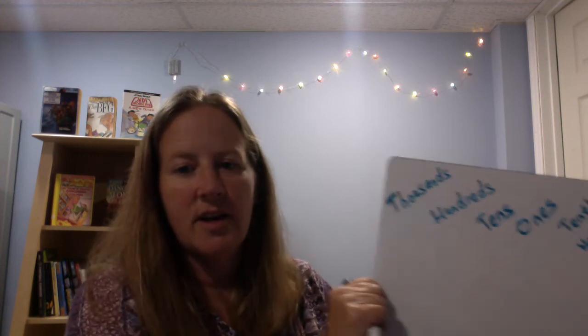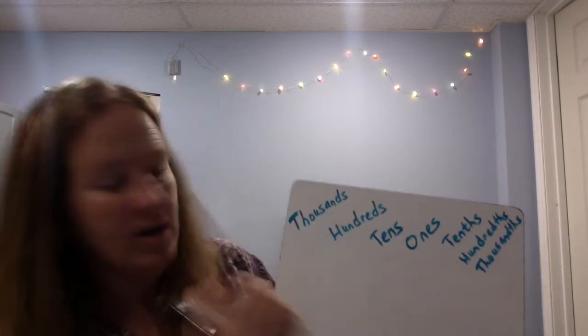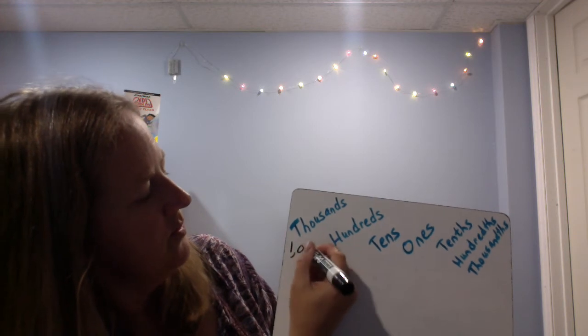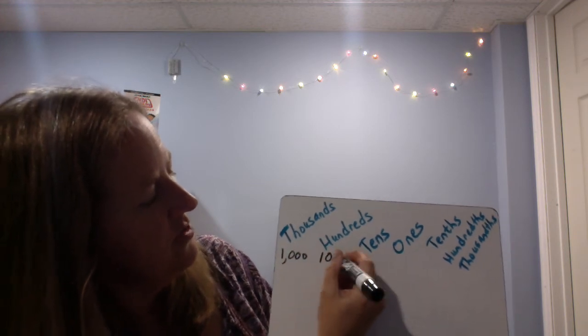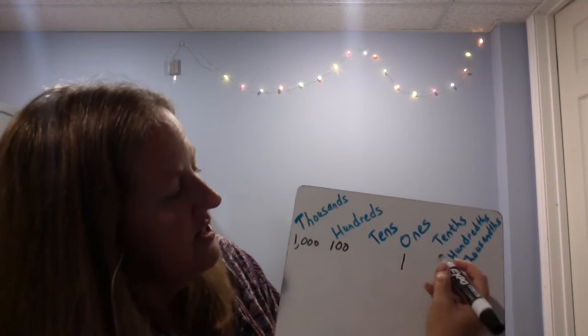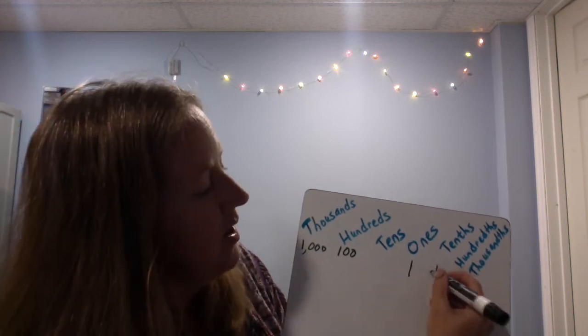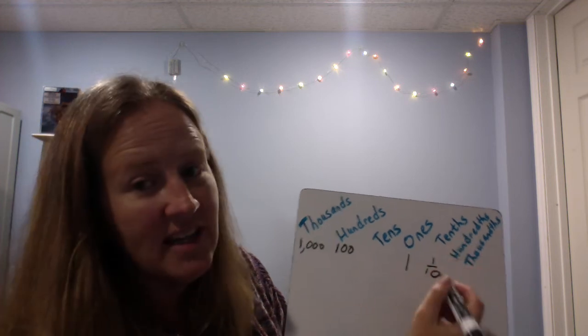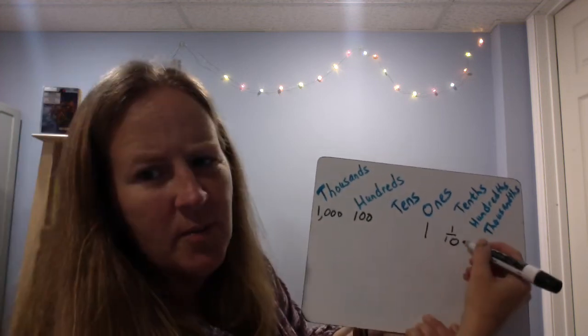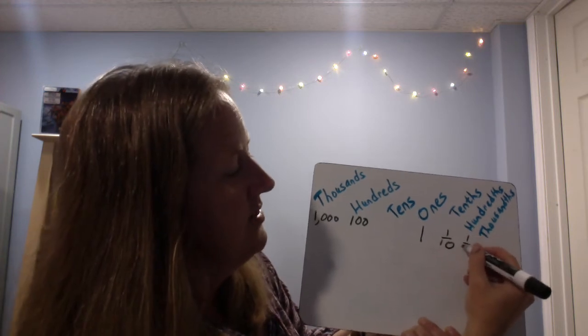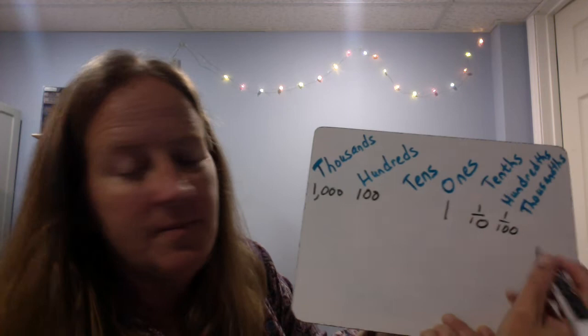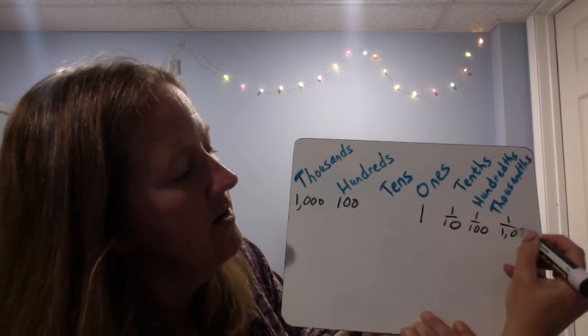Now, something you're going to see on Moby is they'll have all the places written out. It's going to go like this. Thousands, 1,000, hundreds, 100. Maybe they skip this one. Ones. Now they'll say tenths, like 1 tenth, which is exactly how you say that. But people do get tripped up on that fraction representing tenths. Hundredths, 1 over 100. And thousandths, 1 over 1,000.